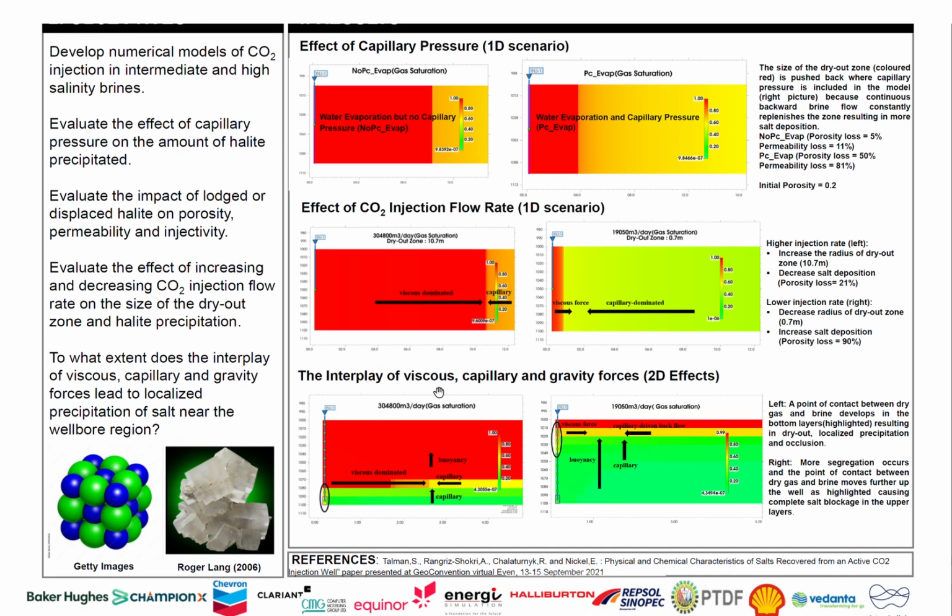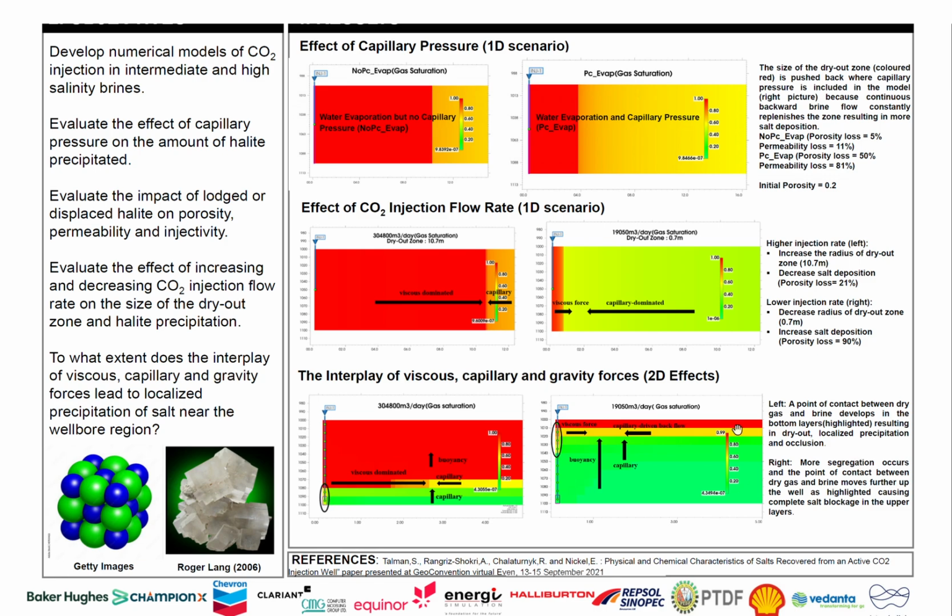So we now also consider the effect of viscous forces, capillary and gravity forces. What is the interplay when we included gravity, the 2D effects? On the left hand side, a point of contact between the dry gas and the brine develops in the bottom layers, highlighted here, resulting in dryout, localized precipitation, and also occlusion. So here, because of the point of contact, we had damage at the bottom of the well.